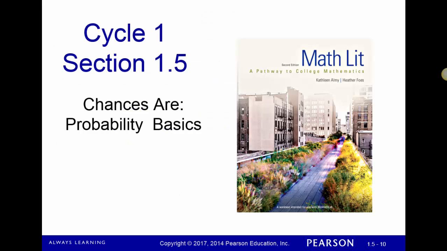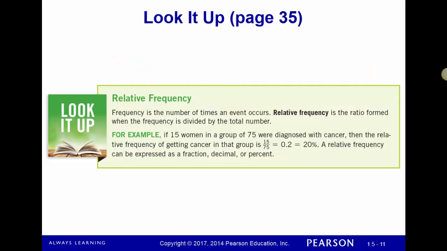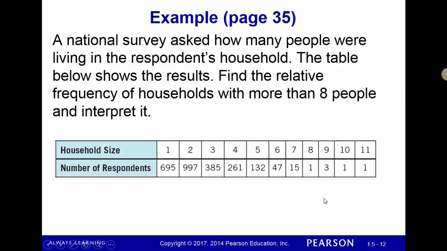Okay, and then we're going to do section 1.5, which is on probability basics. And the relative frequency is the number of times an event occurs. So it's the ratio formed by the frequency divided by the total number. So for instance, if 15 women in a group of 75 were diagnosed with cancer, then the relative frequency of getting cancer in that group is 15 divided by 75, or 0.2, or 20%. And in this section, we'll write the relative frequencies as the simplified fraction. And in this case, that simplified fraction would be 1 over 5, the decimal, or the percent. And notice to get from the decimal to the percent, we multiply by 100.